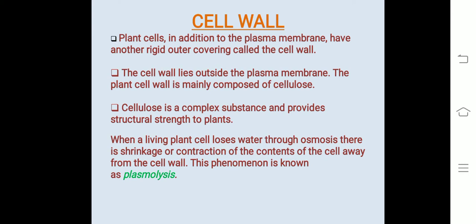In simple words, we can say that the cell wall protects the plant cells against very harsh environmental conditions.